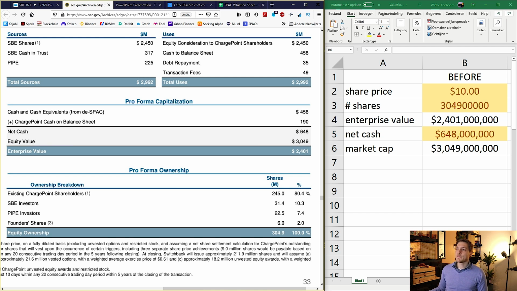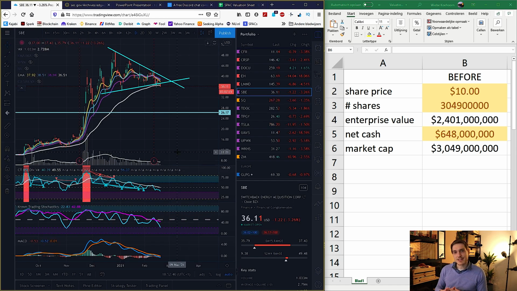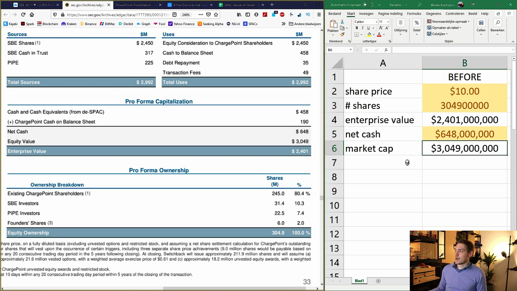However, the thing is, right now, Switchback Energy, SBE, is not trading at $10 anymore. If we go into TradingView, we can see that they're currently trading at $36.11. First of all, before I go on with that, if you use the sheet from Discord, you can here put the share price where they started with, so $10. Here you can put the amount of outstanding shares, so the total amount of outstanding shares. And here you can put the amount of net cash. We're going to talk about that a little bit later on as well, okay?